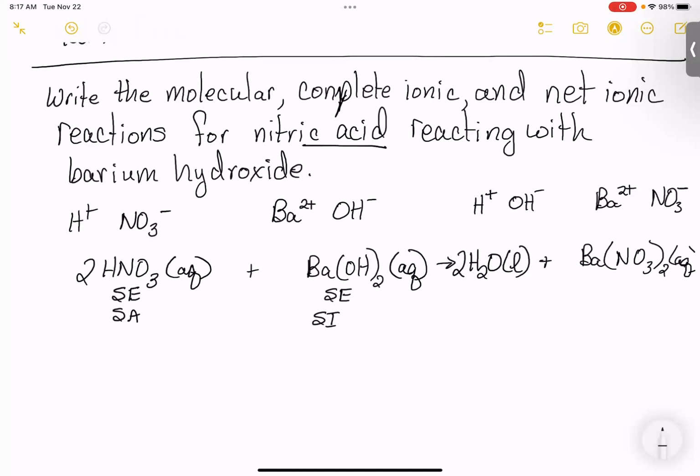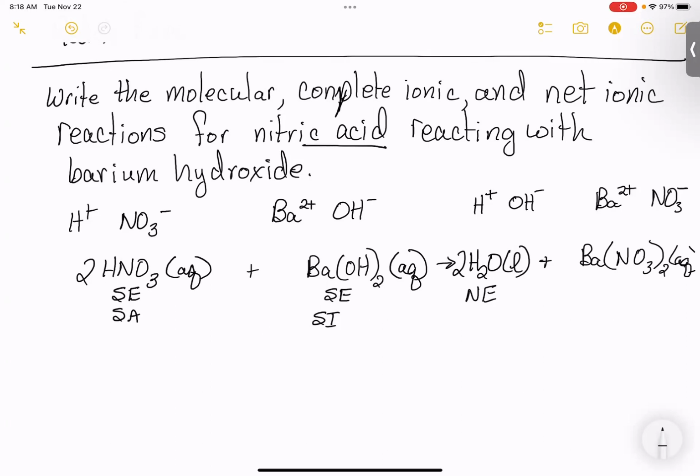Barium nitrate, or let's go with water. What type of compound is water with respect to an electrolyte? Insoluble means solid. It does behave as a solvent. This one is actually a non-electrolyte. Because remember, in order for it to be an electrolyte, it's got to dissociate into ions by itself in water. And water really doesn't dissociate much into ions.